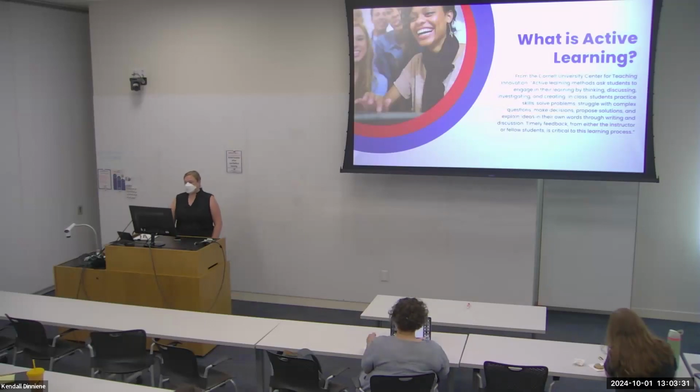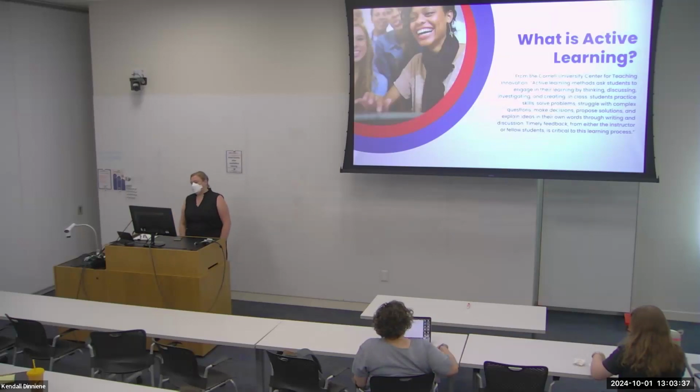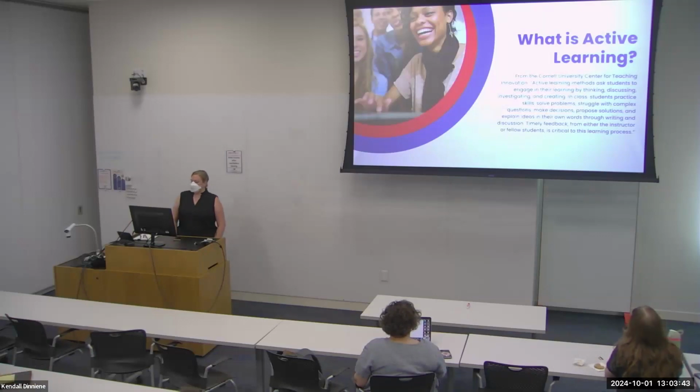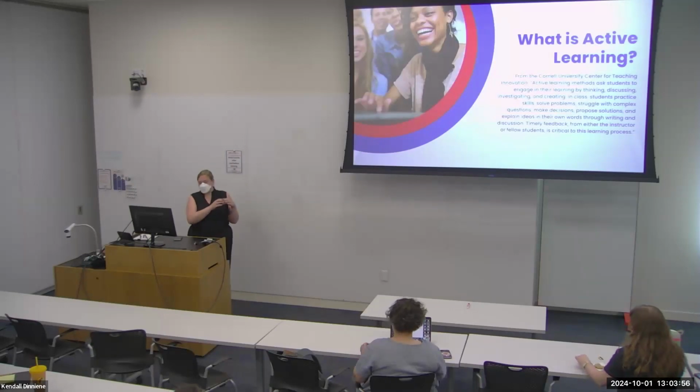Active learning methods ask students to engage in their learning by thinking, discussing, investigating, and creating. In class, students practice skills, solve problems, struggle with complex questions, make decisions, propose solutions, and explain ideas in their own words through writing and discussion. So that's the first part of active learning, getting hands-on practice in the class, right? Where you are learning things, but you're practicing those skills. You're also implementing those skills, applying them.